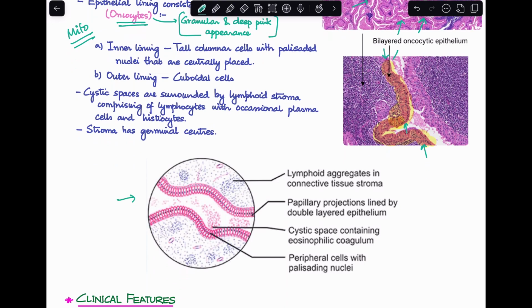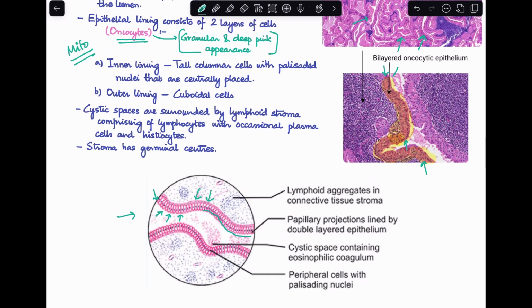Now, if we had to break down this epithelium, the two layers are, let's look at the third image over here. This is the inner lining, which is towards the cystic space. It is lined by tall columnar cells, and you can see a palisading nuclei appearance, which are centrally placed. So that is our inner lining, and the outer lining is the cuboidal cells, which look a little basaloid. So these are the two epithelial linings forming the oncocytes in the cystic spaces.